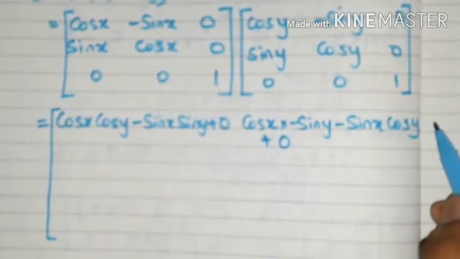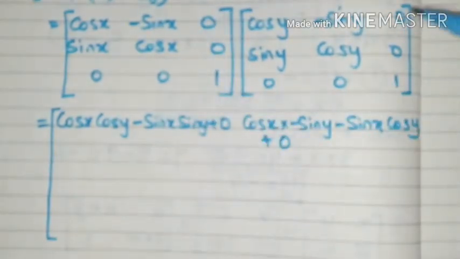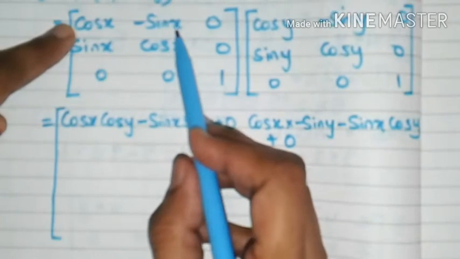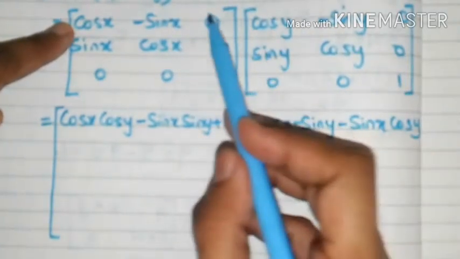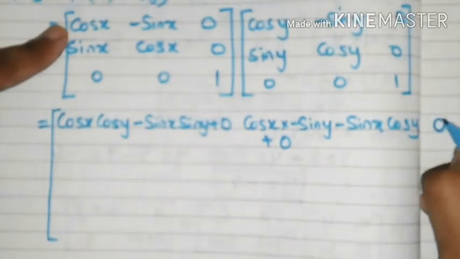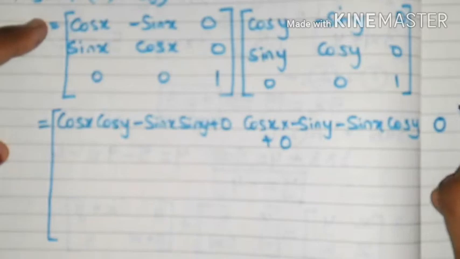Next element is going to be the first row, third column. So for that we have to take the first row and the third column. So cos x into 0, which will be 0, minus sin x into 0 will also be 0, and 0 into 1 will also be 0. So the first row, third column matrix element will be 0. Okay, now I'll just close the brackets over here.